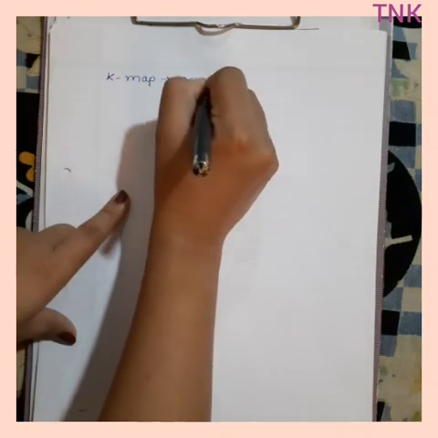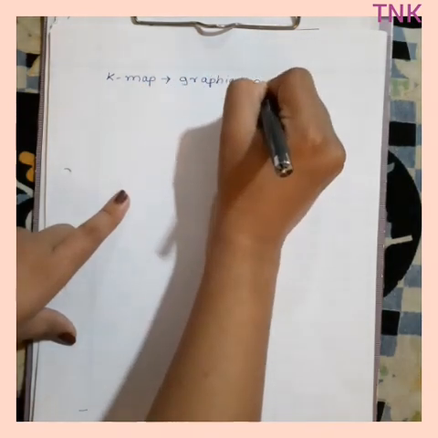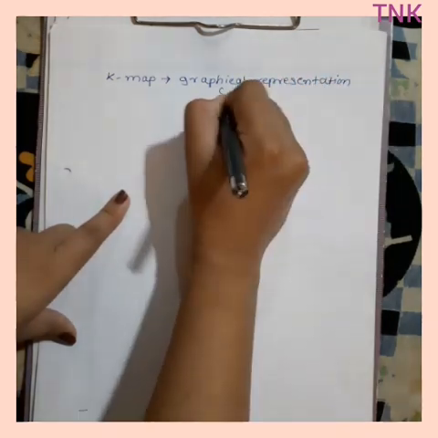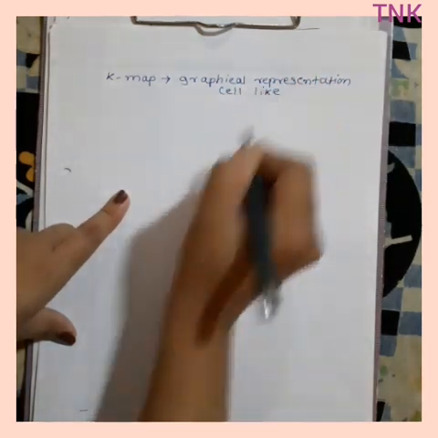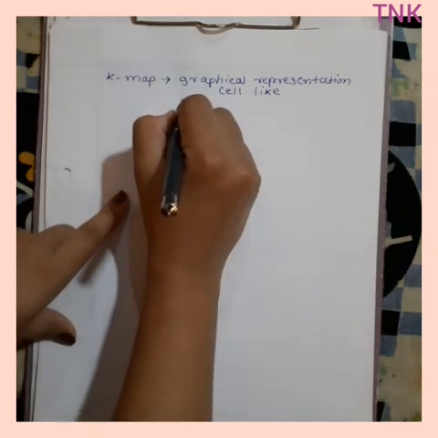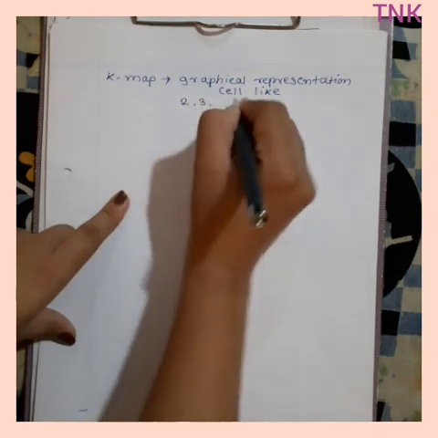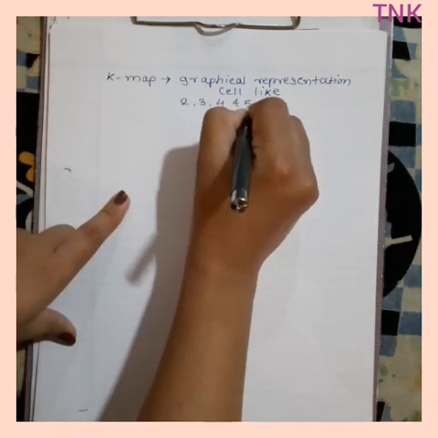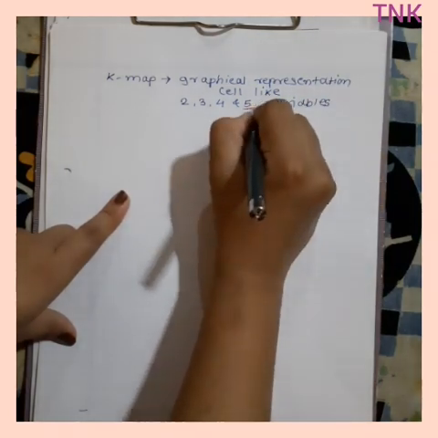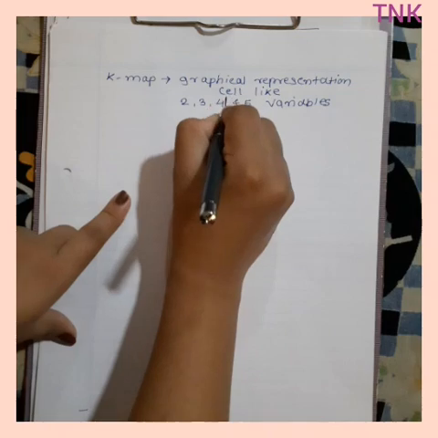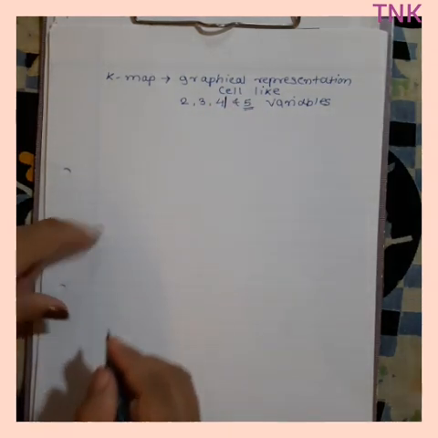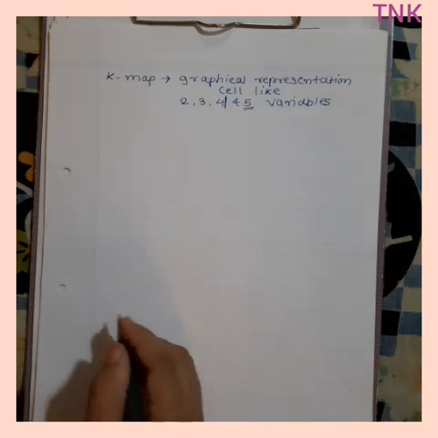K-map is a graphical representation. It is a cell-like structure on which you can represent a Boolean expression. K-map can be drawn for 2 variables, 3 variables, 4 variables and 5 variables. But solving the K-map of 5 variables is difficult, so up to 4 variables K-map is easy to solve. Whatever expression is obtained with the help of K-map is in simplified form only.